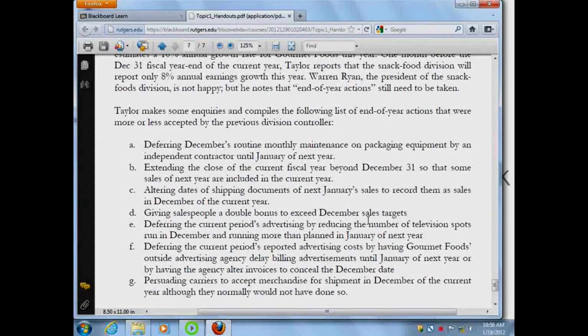Deferring December's routine monthly maintenance on packaging equipment by an independent contractor until January of next year. Let's make sure we understand what this means. You typically do monthly repair and maintenance work on all your machines. You decide not to do it in December. Instead, you decide to push it to January. Why? So you record the expense next year as opposed to this year, and that will help you in pushing your earnings up this year. Now, does this sound acceptable to you or not?